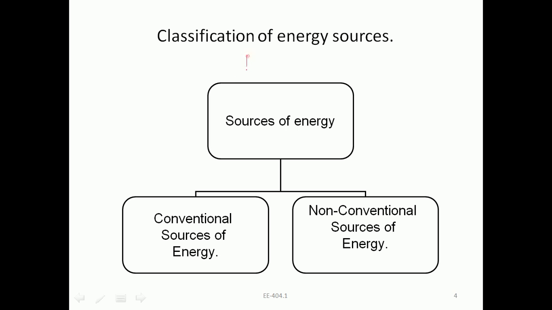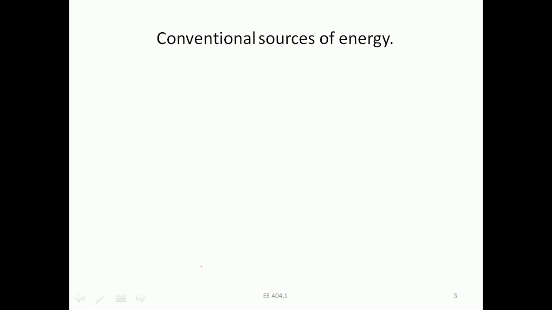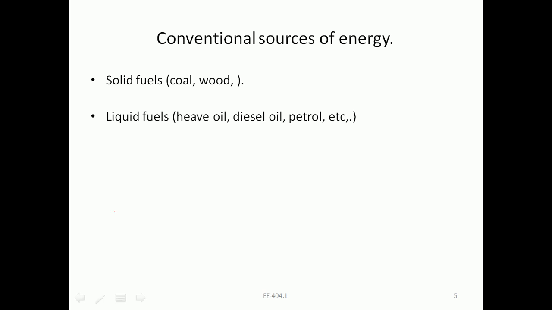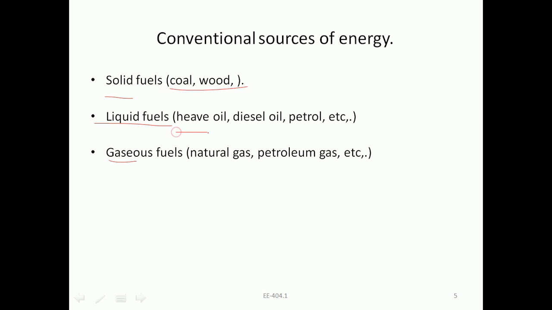To generate power we need energy sources, and those sources are classified into two types: conventional energy sources and non-conventional energy sources. Conventional sources include solid, liquid, and gaseous fuels. Solid fuels include coal, wood, and nuclear components. Liquid fuels are heavy oil, diesel oil, and petrol. Gaseous fuels are natural gas and petroleum gas. Next, water: hydropower also comes under conventional.